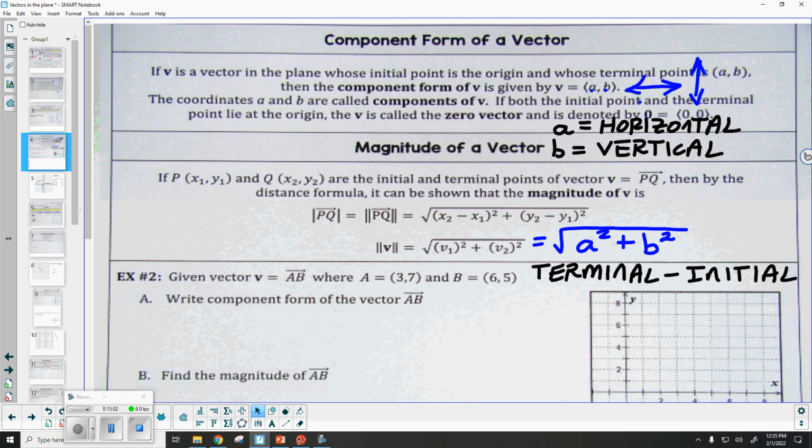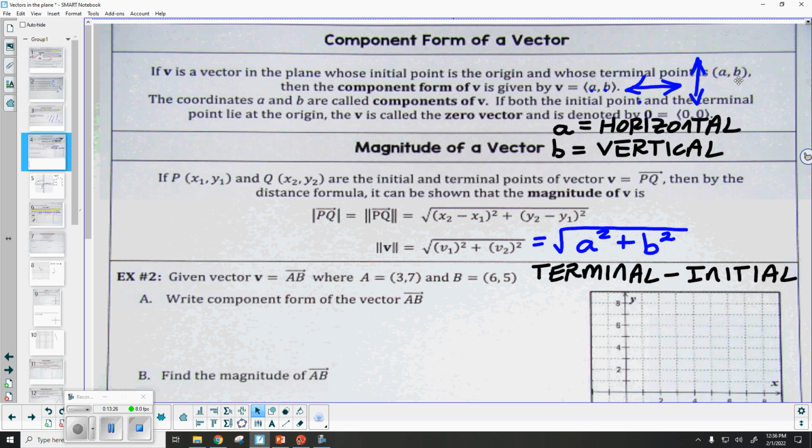Now, the component form is going to look and act just like a coordinate. But a coordinate just represents a point in space. So the value of a, that's your horizontal distance, so it moves you left or right, depending on sign. b is the vertical distance, so it moves you up and down, depending on sign. But we know we're dealing with a vector because instead of parentheses, we have those arrows on either side.